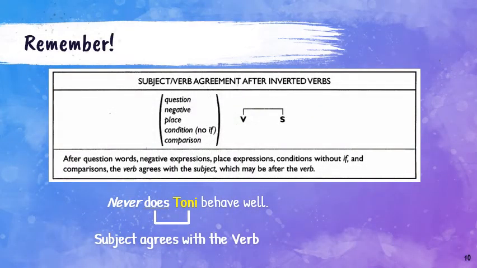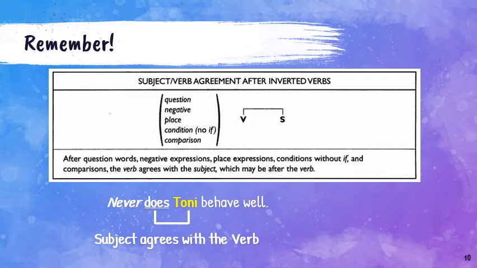Now let's see the following table. Subject or verb agreement after inverted verbs. So in inversion you can have question, negative, place, conditional sentence without if, and comparison. Remember the position. In inversion you have expressions of question, negative, place, conditional sentence without if and comparison followed by verb and then subject. And remember, verb must agree with the subject. Verb harus sesuai dengan subjeknya. Apakah subjeknya tunggal atau jamak.